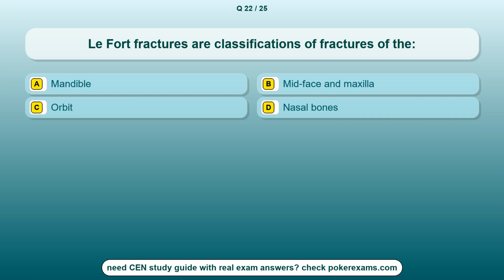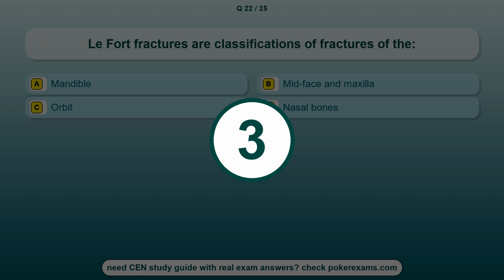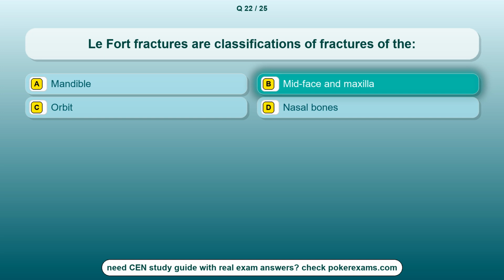Question 22. Le Fort fractures are classifications of fractures of the option A, mandible. Option B, mid-face and maxilla. Option C, orbit. Option D, nasal bones. The correct answer is option B, mid-face and maxilla.